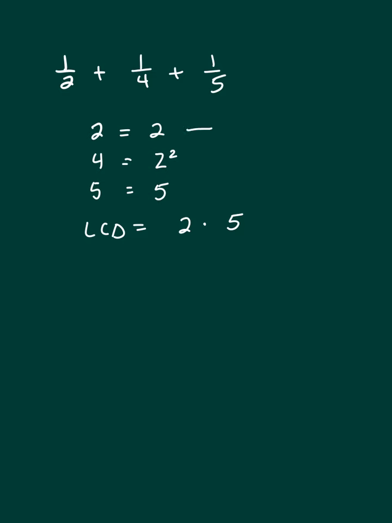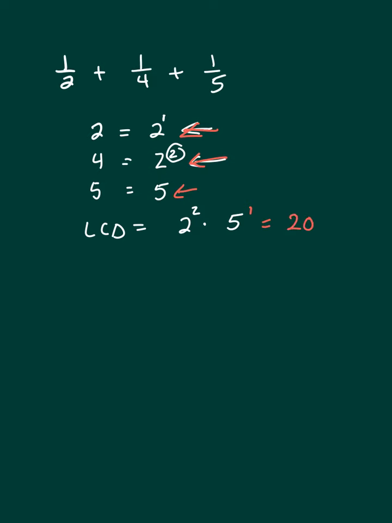How many 2's do you see here? Well, just 1. How many 2's here? 2. So what was the most amount of 2's that you said? 2. So put that exponent right there. Let's do the same thing for the 5. How many 5's do you see here? 0. How many factors of 5 here? None. How many factors of 5 here? 1. So your LCD is going to be 2 squared times 5, which is 20.